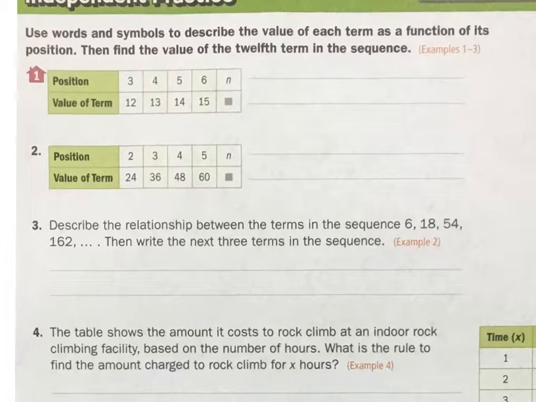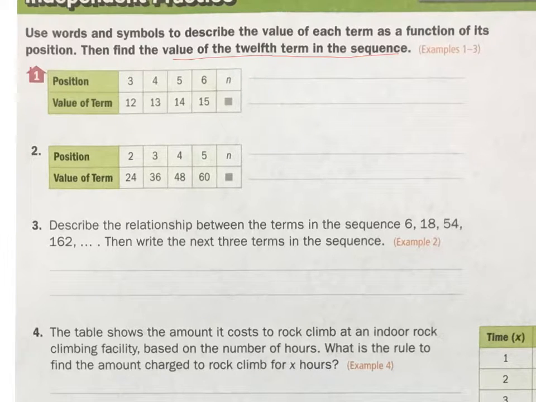This is the independent practice for 8.2, talking about some function rules, and hopefully you've had a chance to do this. We need to find the function rule for the sequence, and then it wants us to find the value of the 12th term in the sequence.